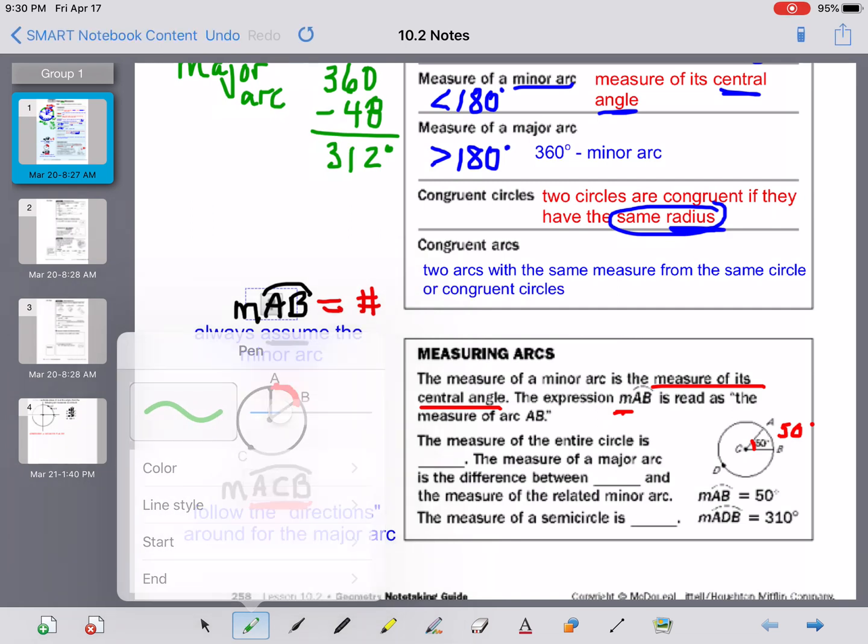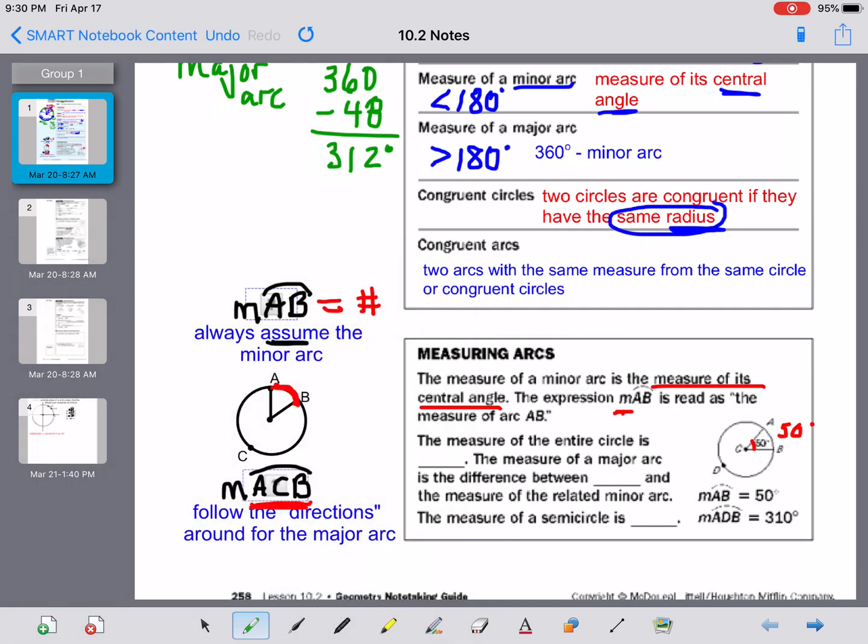Let me change colors so it stands out here. It says the measure of ACB. So I start at A, I find C, all the way over to B, and there's my major arc. So major arcs will be named with three letters. Minor arcs can be named with two or possibly three letters, but your arcs are usually named with either two or three letters each time. If it's two letters, always the shortest distance between those.